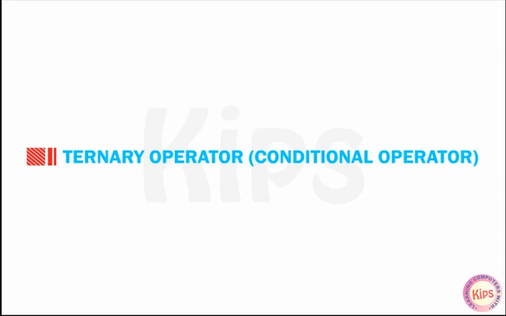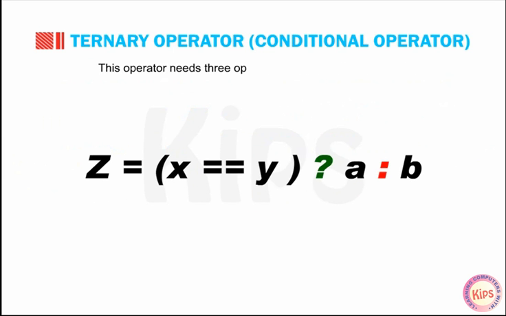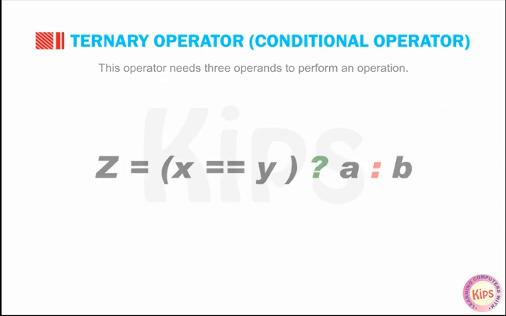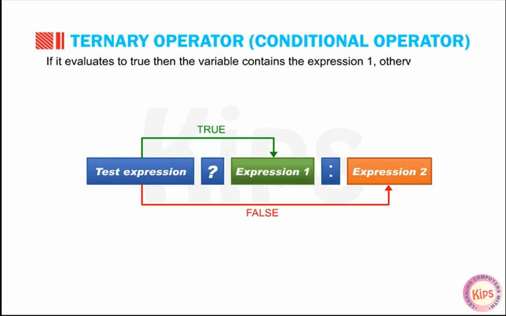Let us learn about the ternary operator, the conditional operator. The ternary operator, question mark colon, is also known as the conditional operator. The operator needs 3 operands to perform an operation. Syntax: variable = test expression ? expression 1 : expression 2. Here the test expression is evaluated first. If it evaluates to true, then the variable contains expression 1. Otherwise, it will accept the value of expression 2.